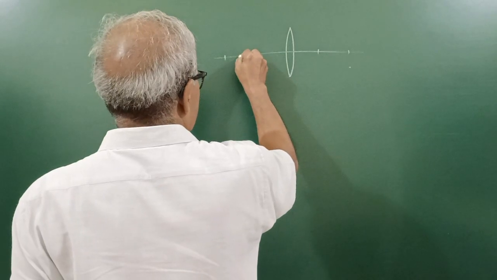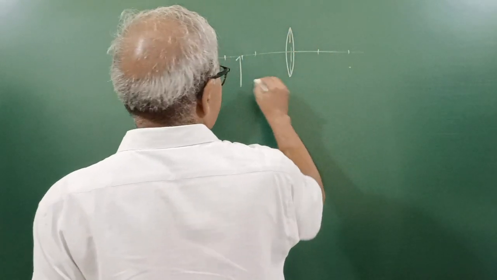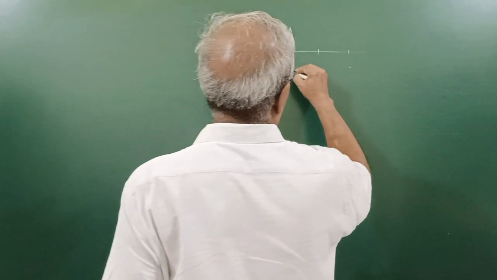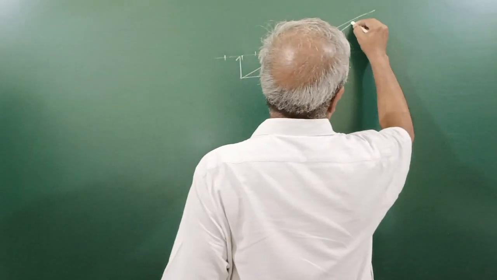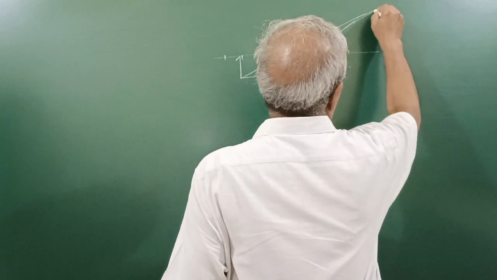Suppose I put it like this. Now you will get the image here like this. This ray passes through the focus and the optical center. So you will get here an inverted image.